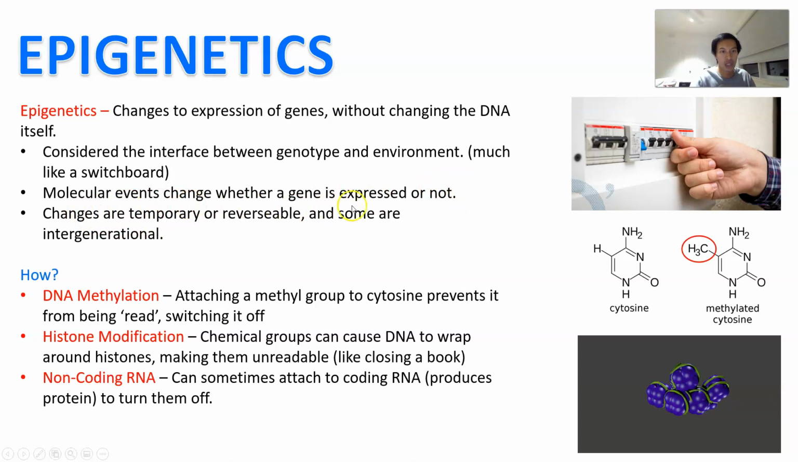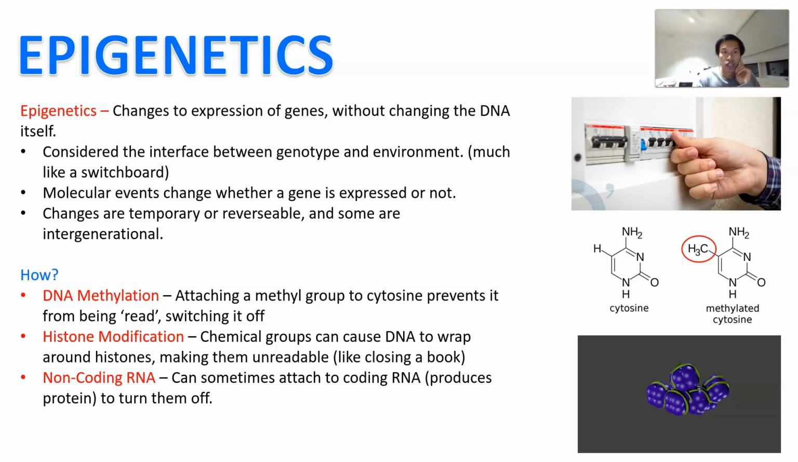And usually in epigenetics, the changes are temporary or reversible, but in some cases, it can also be intergenerational. So an epigenetic trait can actually be passed down to offspring, right? So, kind of the mechanism, how does it work? Now, this is a very complicated process, but in general, you have 3 different methods of epigenetics. You have what we call DNA methylation, histone modification, and then non-coding RNA, right?